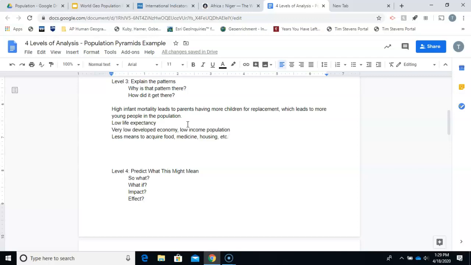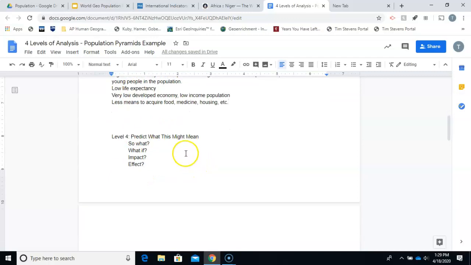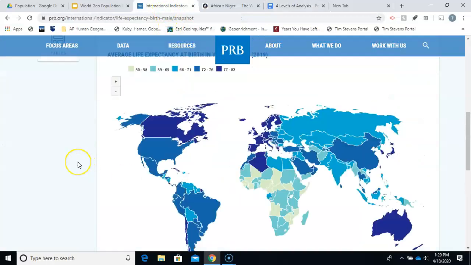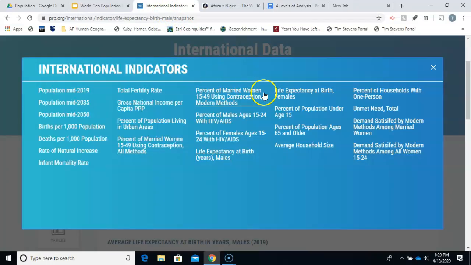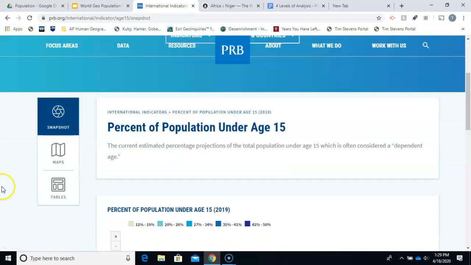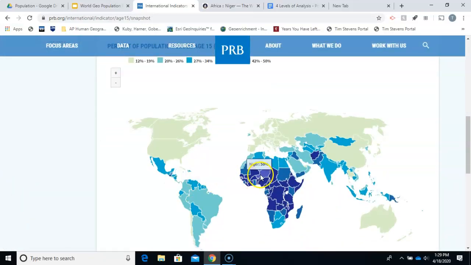So what does this mean for the future, right? This is our level 4 question. What does this mean for the future? So what? Okay. Well, let's go back to our Population Reference Bureau and something else we could look at. Percent of the population under the age of 15. Niger, half their population is under the age of 15.